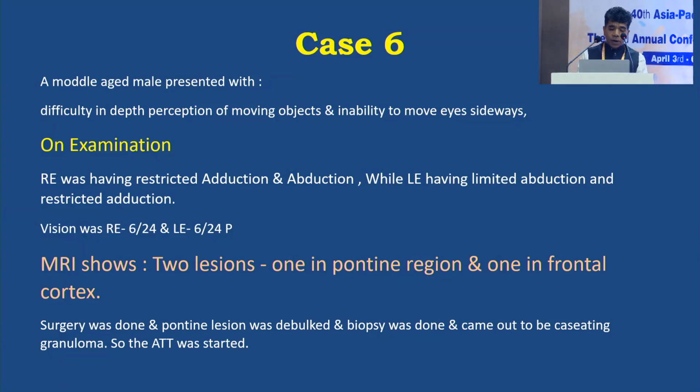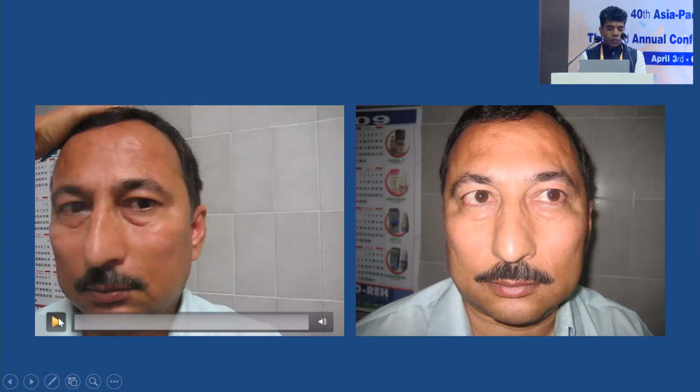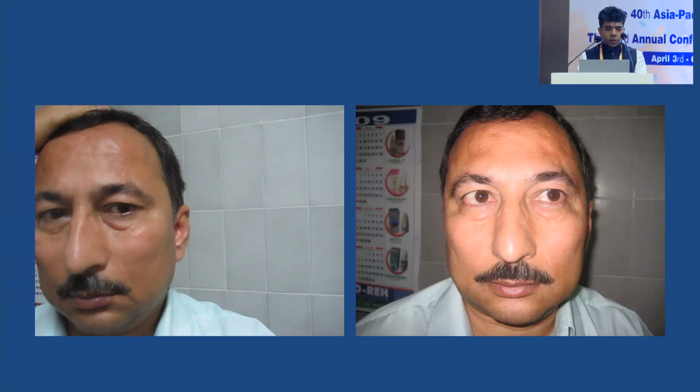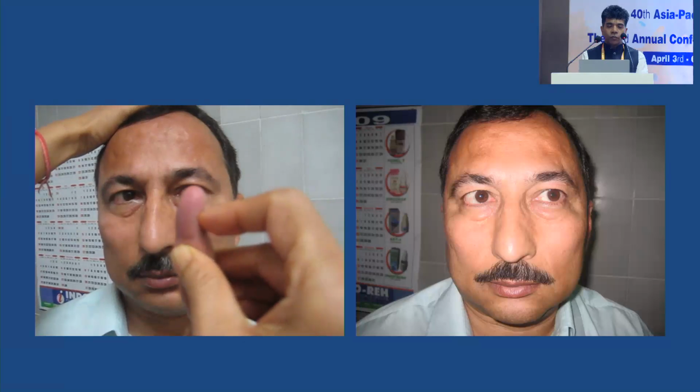But importantly, MRI shows 2 lesions. One in your, this. You can see abduction. This is the eye in the primary gaze. This is the photograph we clicked. Now the patient is asked to follow the finger, and you can see the right eye abduction deficit, and even the left eye is not adducting. Fine.